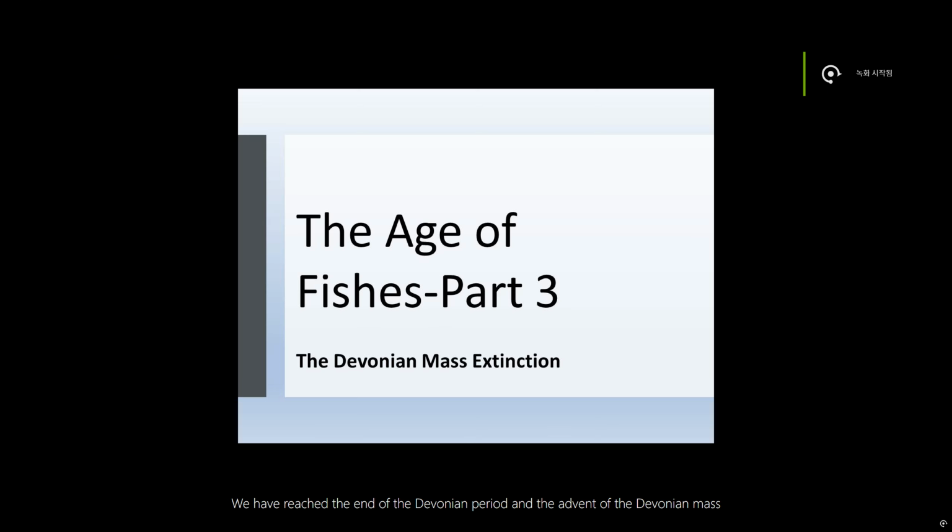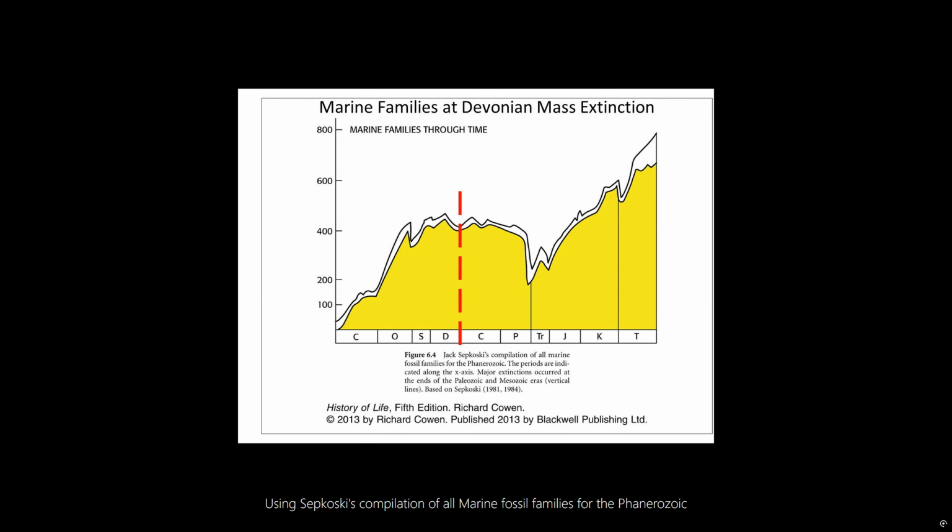We have reached the end of the Devonian period and the advent of the Devonian mass extinction. The Devonian mass extinction is the second of the 5 mass extinctions recorded in the Phanerozoic rock record. Using Sepkoski's compilation of all marine fossil families for the Phanerozoic, you can see the decrease in biodiversity at the Devonian Carboniferous boundary, marked by the red dashed line.